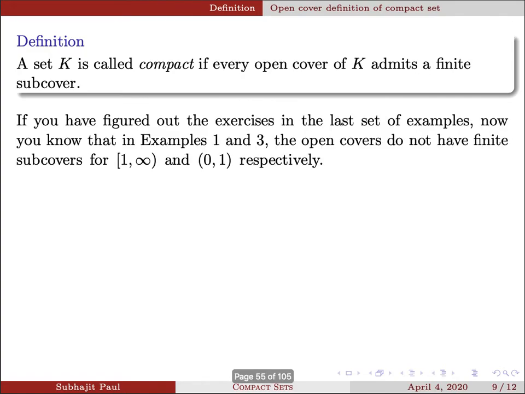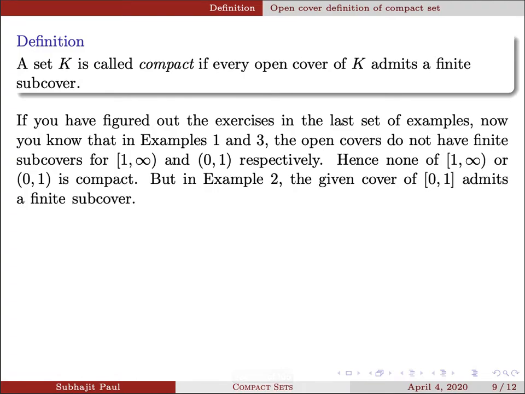If you have figured out the exercises in the last set of examples, now you know that in the first and the third examples, the open covers do not have finite subcovers for the sets [1, infinity) and the open interval (0, 1) respectively. Hence, neither [1, infinity) nor (0, 1) is compact, because every open cover must have a finite subcover. We have found an open cover which does not have a finite subcover. So definitely these sets will be non-compact subsets of R.